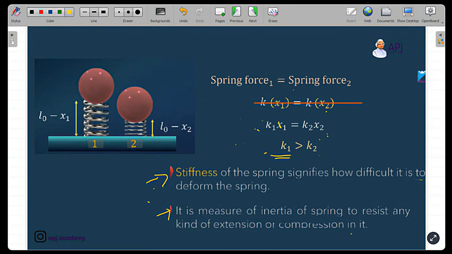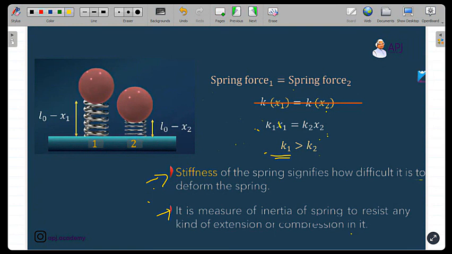If your spring is more solid, you have to apply more force to give it the same deformation as compared to a normal spring. Okay, but if your spring is less solid, even if you give small force, then also it will have a large compression. समझ में आ रही है आपको?